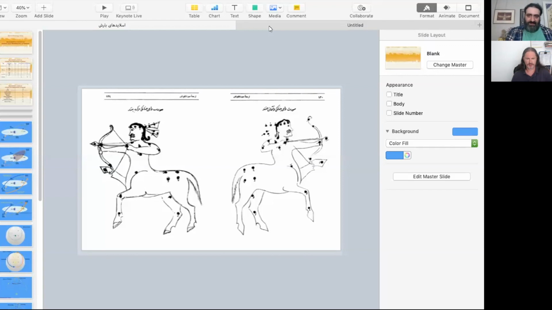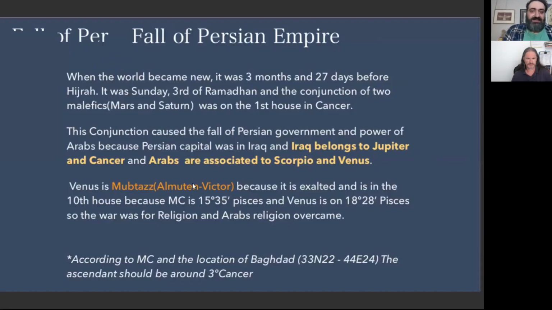So this is what happened, you're saying, basically in Persia when they started using the tropical, and they used both, right? So yeah, exactly. And it's interesting. I'm going to share something which is very famous in Persian books. This is a chart which is known as the chart for the fall of the Persian Empire. The text says, when the world became new, it was 3 months and 27 days before Hijrah. Hijrah is actually the date when Prophet Muhammad moved from Mecca to Medina.